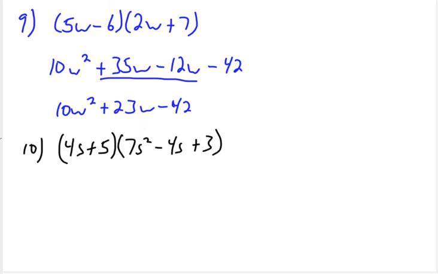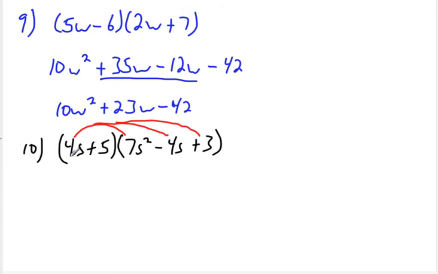This is distributive property again. We can't use FOIL because there's more terms than that. Essentially we have to remember that each term from the first one has to be multiplied to each term from the second, and then also the 5 has to be multiplied to each term in the second as well.